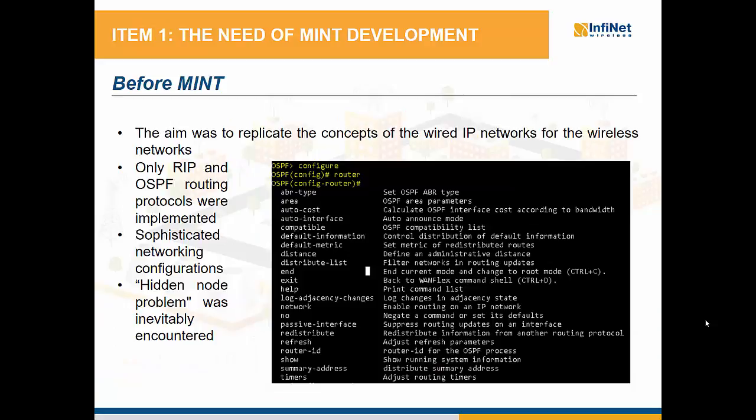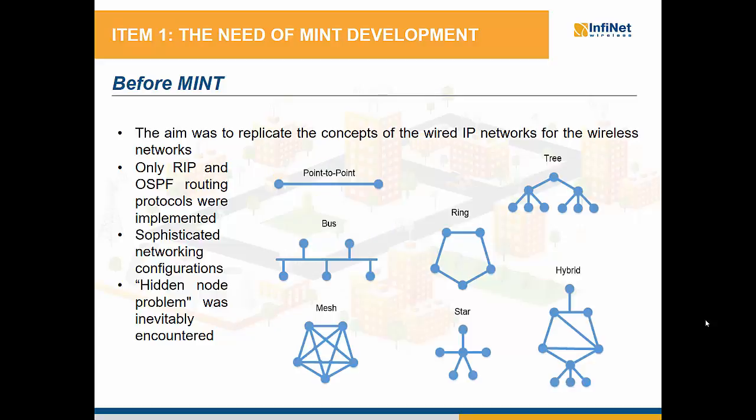The products within the R5000 series of Infinet Wireless were designed as wireless routers, initially running RIP and OSPF routing protocols only, and being capable of creating any physical network topology, including point-to-point, bus, star, ring, mesh, tree, and hybrid. The aim was to replicate the concept of wired IP networks for wireless networks. That's why the products within the R5000 series are natively IP enabled since their design stage, and they are natively capable of operating in a mesh wireless network topology.